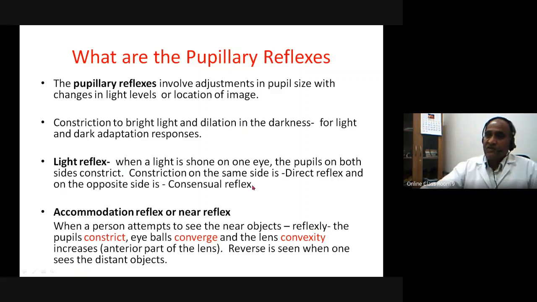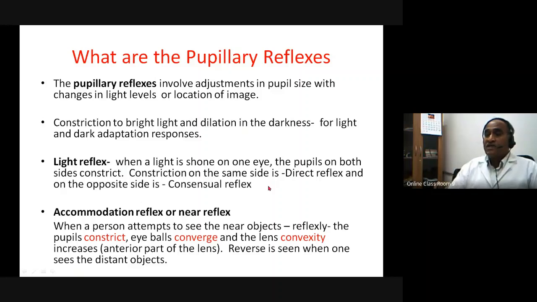It is now sufficient to say that in the midbrain, the fibers from one side will reach to the opposite side in the pretectal nucleus and in the Edinger-Westphal nucleus. I will explain that. Then another type of reflex known as the accommodation reflex or near reflex.